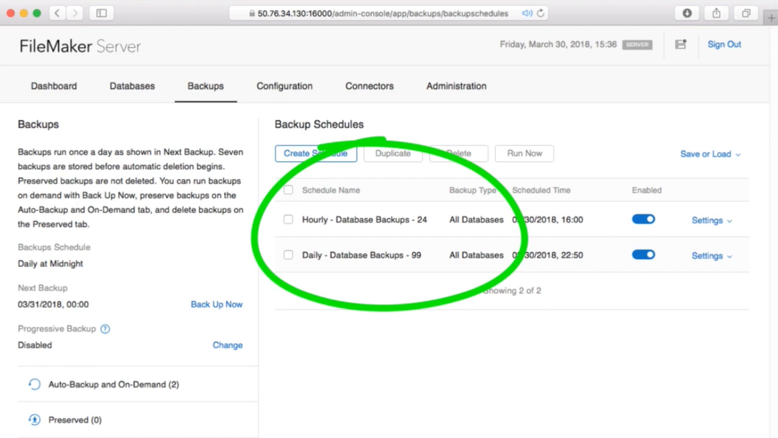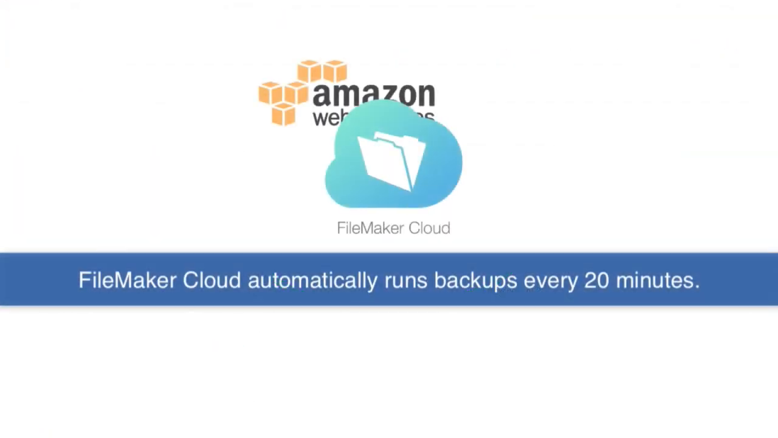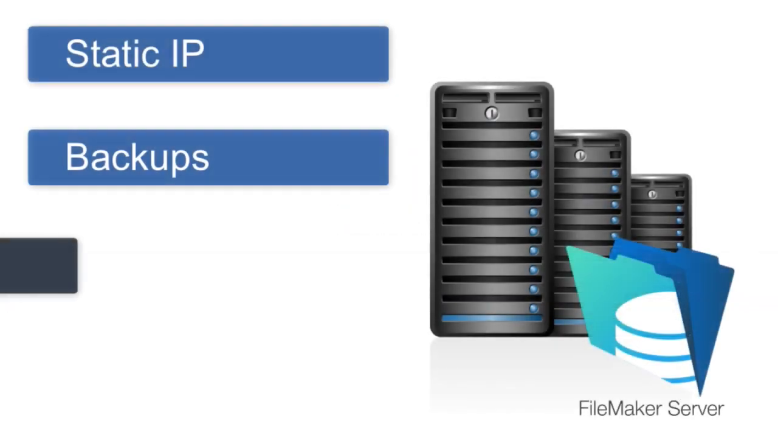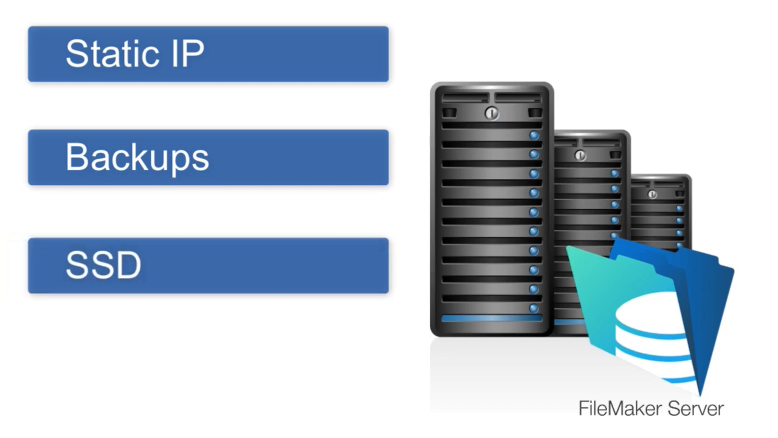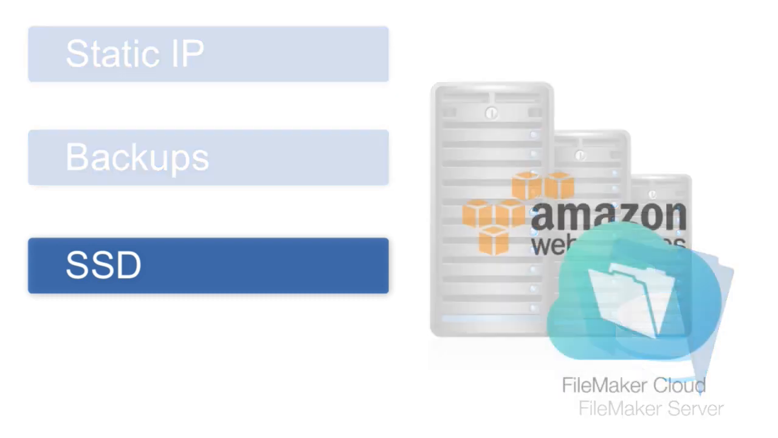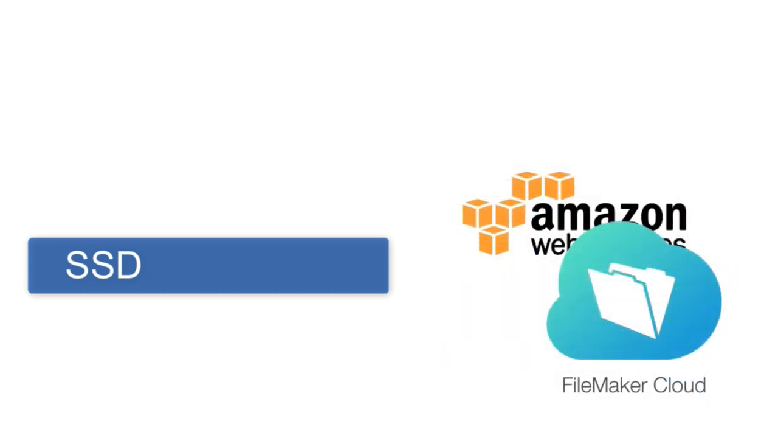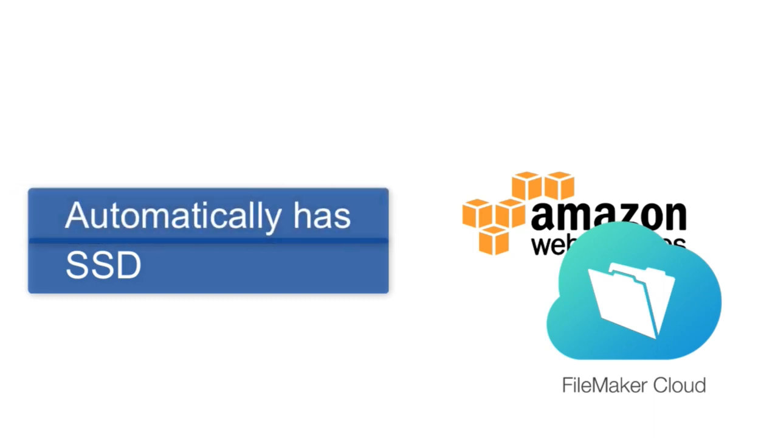If you use FileMaker Cloud, you don't have to set the backups up at all. The backups with FileMaker Cloud occur automatically every 20 minutes. Additionally, with our FileMaker Server, we use solid-state drives, which greatly improve the performance of the FileMaker Server. As a comparison, when you use FileMaker Cloud up on Amazon, the servers that you use will automatically have solid-state drives, ensuring the best possible performance.